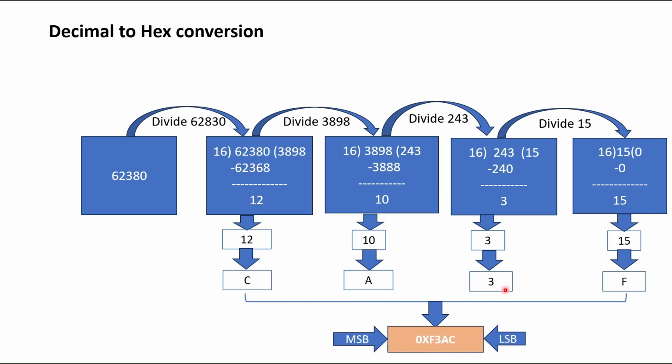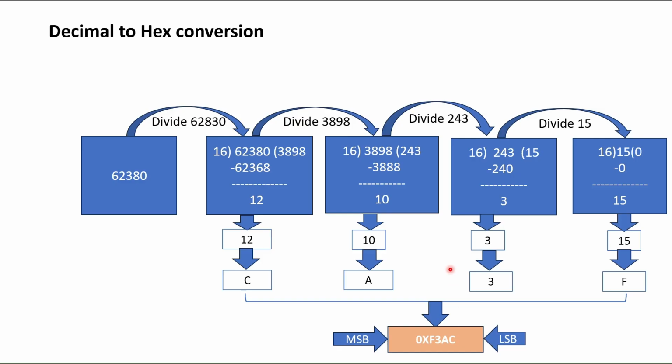Normally when we write any binary or hexadecimal number, we write in reverse order: the last one that came goes to the left, and the first one goes to the right. So F3AC. I will append 0x to represent that it is a hexadecimal number. So this is the way we can convert a decimal number into a hexadecimal number.